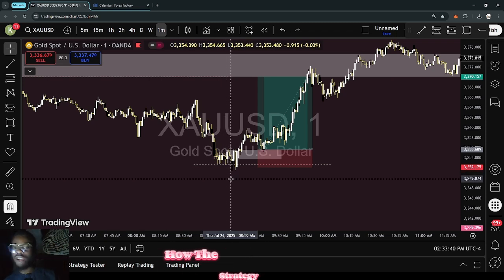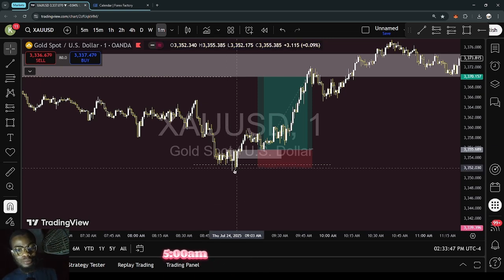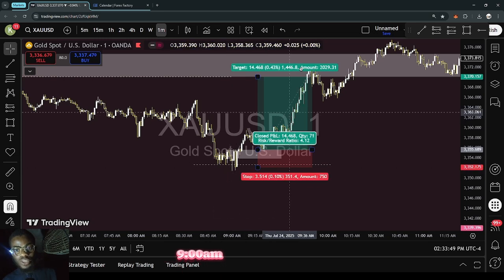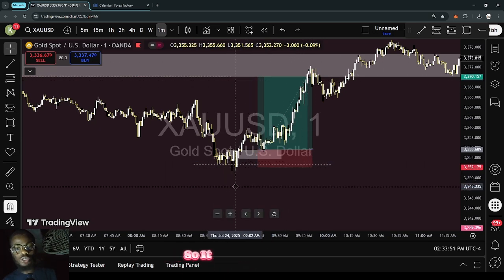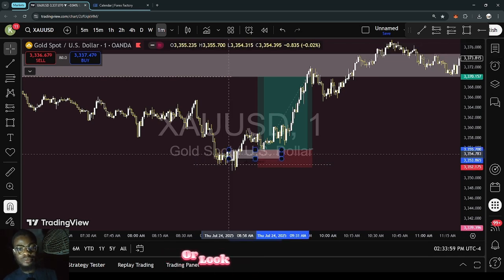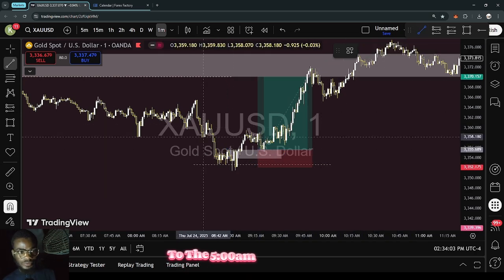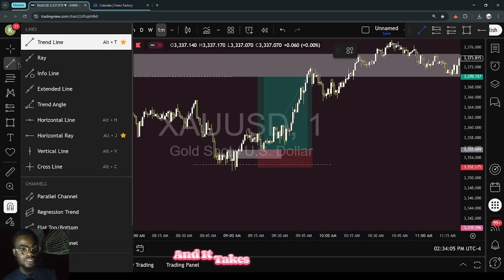So that is how the strategy is. Very, very simple. ABC Go strategy. It's just very basic. Once you mark out the 5 a.m. candle, the 9 a.m. candle is supposed to take out one of the high or low. If it takes out the high, it goes straight to the 5 a.m. low candle, and if it takes out the low, it goes straight to the 5 a.m. high candle. So it is a very, very simple strategy.